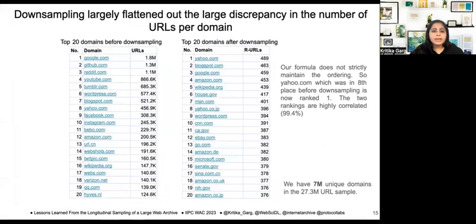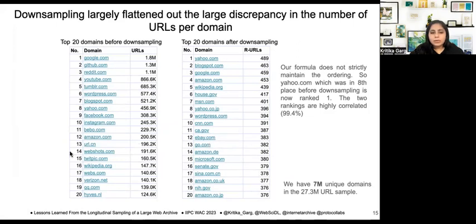So downsampling here largely flattened out the large discrepancy that we had in the number of URLs per domain, while we had a huge difference in the number of URLs before log scale downsampling. Afterwards, you can see that's no longer the case. There's not much difference in 380 URLs versus 376 URLs, but it got down ranked by 4 spots. So our formula does not strictly maintain the ordering.